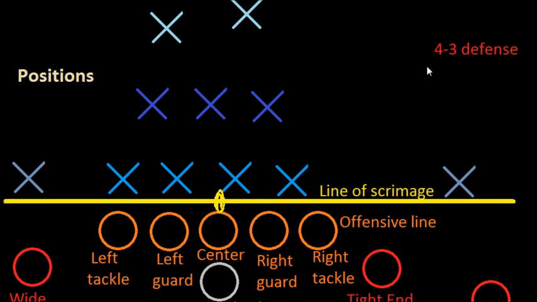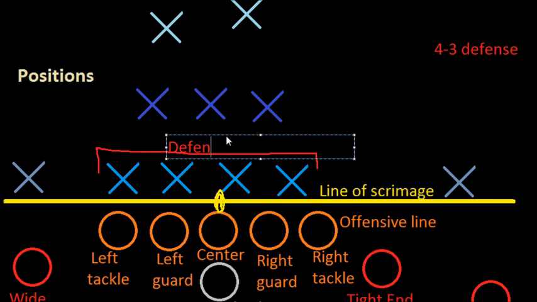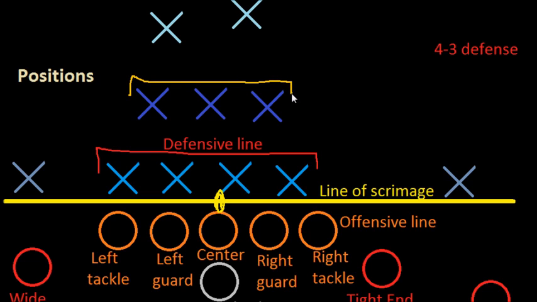The first number comes from the line. So these guys here, this is the defensive line. Right behind, as you can see, there's 4 guys, so that's where we get the 4. And then there's 3 guys behind them. And if you guess this is where the 3 comes from, you would be correct. So 4 defensive linemen, 3 linebackers, because they're behind the lines. These are the linebackers.